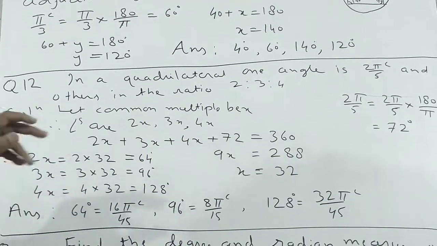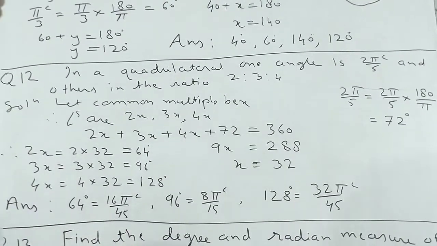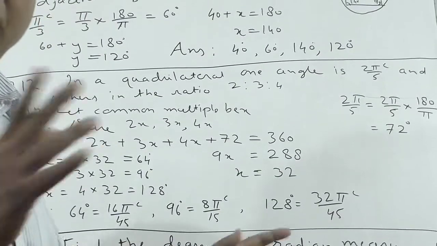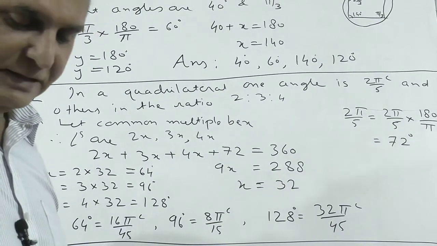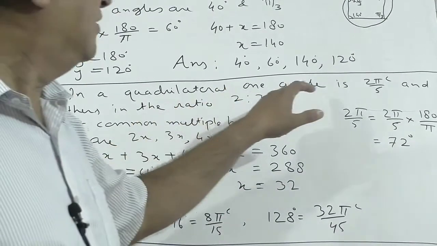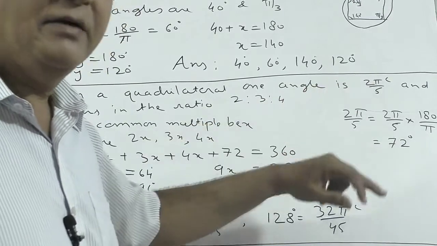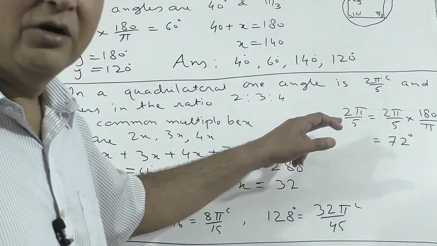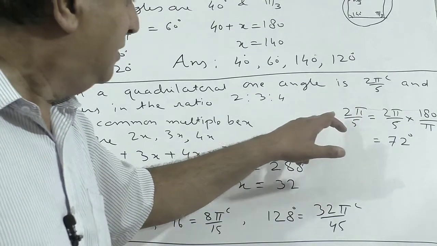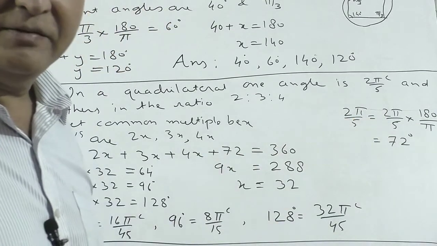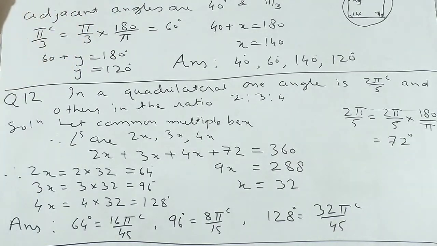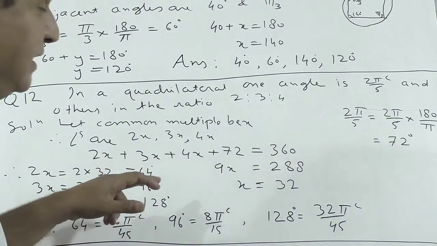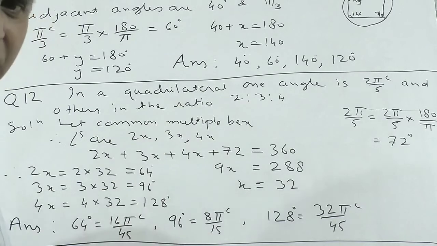Question 12. Quadrilateral. What is the angle sum property of a quadrilateral? The sum of the measures of the angles of a quadrilateral is 360. One angle of the quadrilateral is given, that is 2 pi by 5 radian. Convert it to degrees fast, better. You are not used to radians, so it is 72 degrees. And the other three are in the ratio 2:3:4.